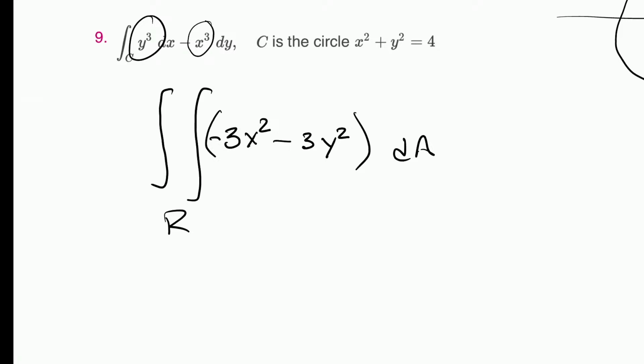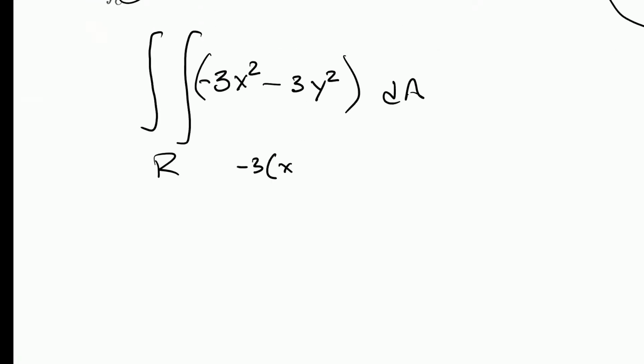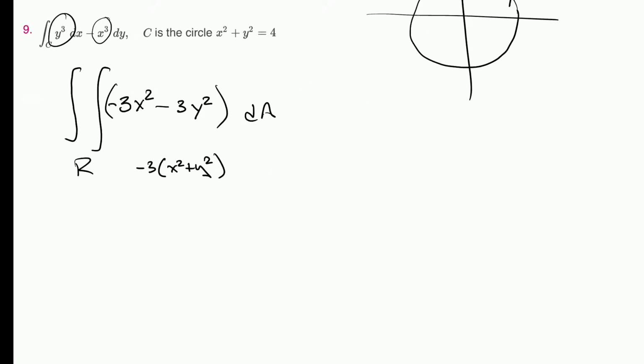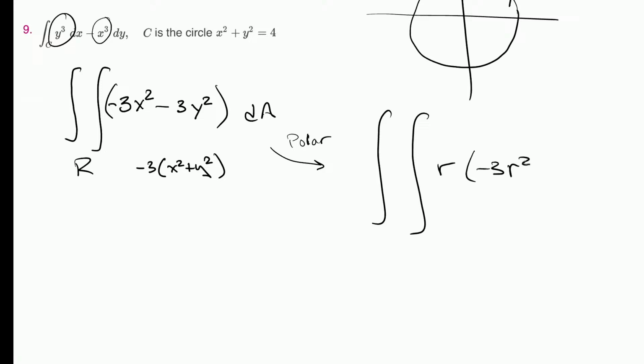Now that we've got this, hopefully it's pretty obvious that this is going to be just negative 3 times x squared plus y squared. So I'm going to convert that to r squared. Here's not the final answer, but at least the integral that you're going to use. This is converting to polar form. Don't forget to put the extra r in there. And then I've got negative 3r squared coming from this, dr d theta. And r goes from 0 to 2, and theta goes from 0 to 2 pi.